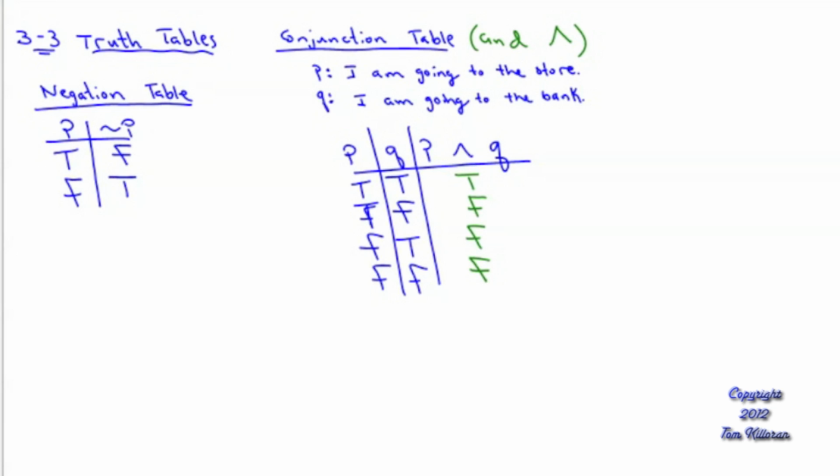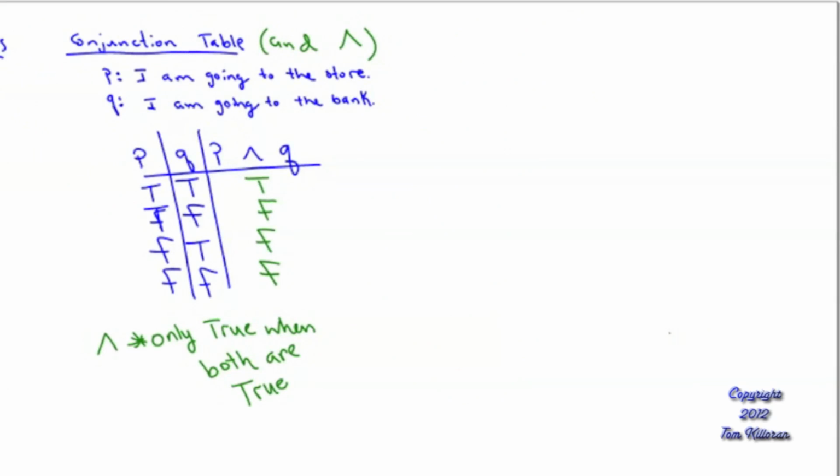So the truth table for an and, that would be what's considered the base truth table. It is only true when both are true. So should you memorize the table? No. You should memorize that and is only true when both are true. That's what you memorize. And only true when both are true.